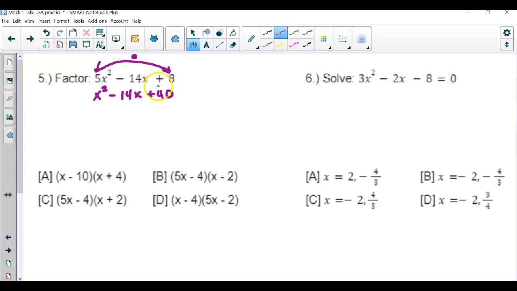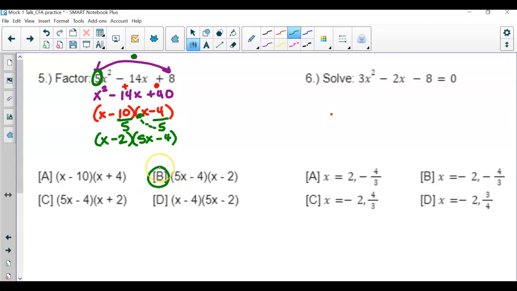So now, what numbers multiply to get you 40 and add to get you negative 14? Negative 10 and negative 4. But remember, is this our final answer? No, because in bottoms up, whatever your a was, whatever you multiply by, now you have to make sure to divide by 5. So now 10 divided by 5 is 2. So x minus 2. Now I can't divide 4 by 5 evenly, so bring that 5 bottoms up. 5x minus 4. So that's why here the answer is B.